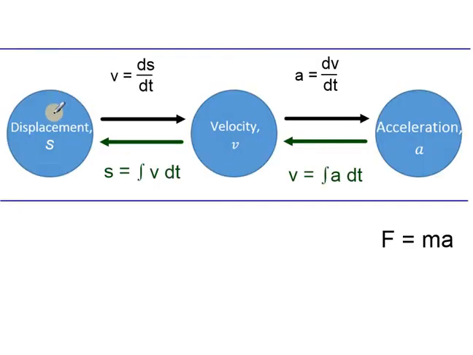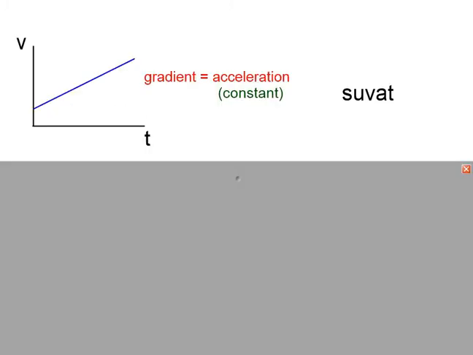So if you're given a function for displacement, you differentiate ds by dt, you get velocity. If given velocity, differentiate dv by dt, you get acceleration. And going in the opposite direction, so from acceleration to velocity, velocity to displacement, we are integrating with respect to time. You can work out the value of acceleration for a given time and then use F equals ma to maybe calculate a force.